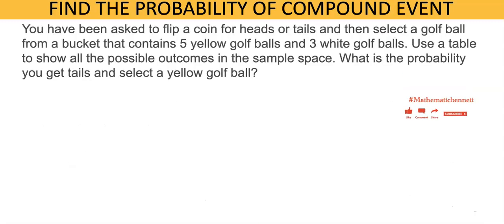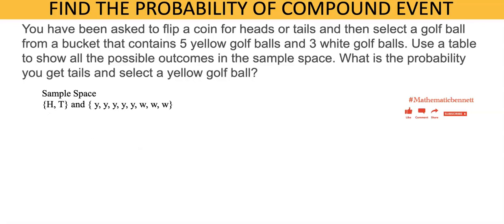Next question. You have been asked to flip a coin for heads or tails, then select a golf ball from a bucket that contains 5 yellow golf balls and 3 white golf balls. Use a table to show all the possible outcomes in the sample space.